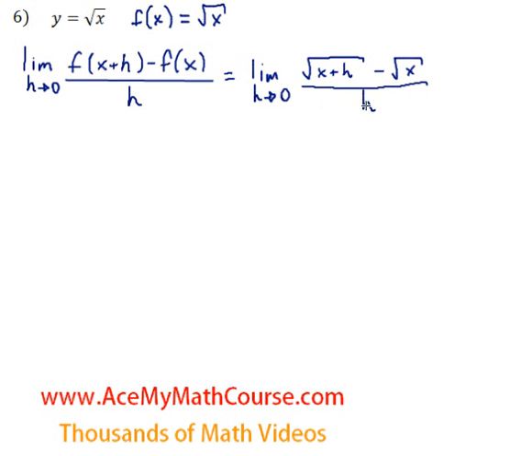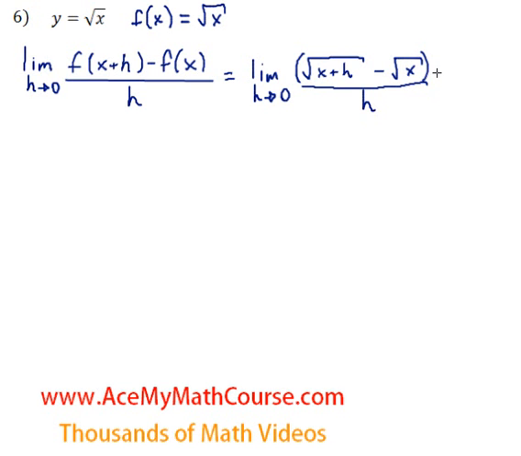So what can we do here? Because we eventually want to get rid of this h down at the bottom. Once we do that, we can just plug the 0 in for h. But how are we going to be able to simplify this? Well, how about we multiply the top and the bottom, or the numerator and the denominator, by the conjugate of the square root of x plus h minus the square root of x.